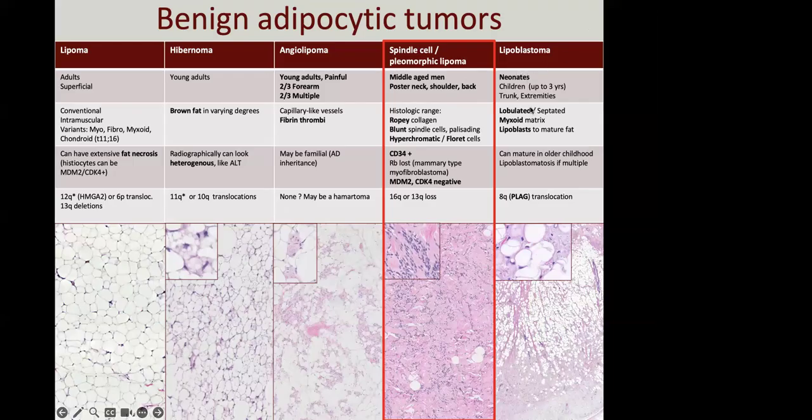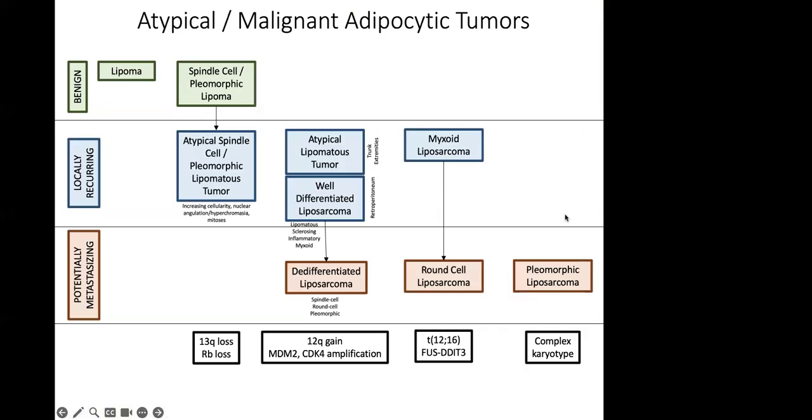Lipoblastoma: we're talking present since birth, with myxoid background, with septations, with lipoblasts. If this is not resected, it can mature to almost looking like a mature lipoma. So if you see a mature lipoma in a young kid, always check to see if it's been present since birth. It could be a lipoblastoma. Like pleomorphic adenomas, these have PLAG gene translocations.